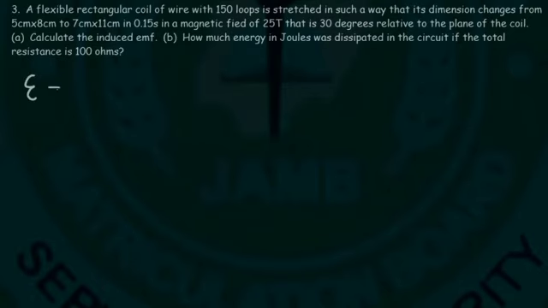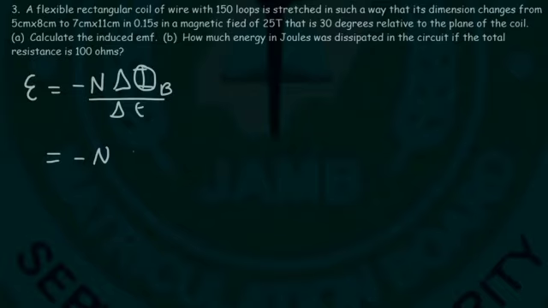The induced EMF is equal to -N times the change in magnetic flux divided by the change in time. And the change in flux is going to be the magnetic field, which is constant, times the area. Since the area is not constant, we're going to multiply it by the change in area times cosine theta divided by delta t.